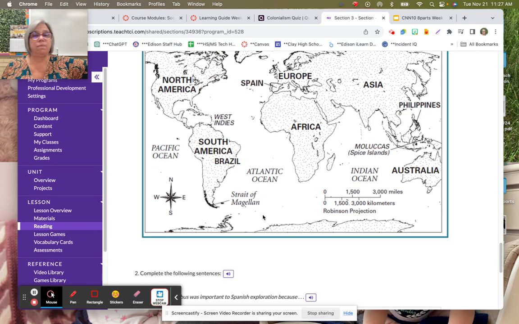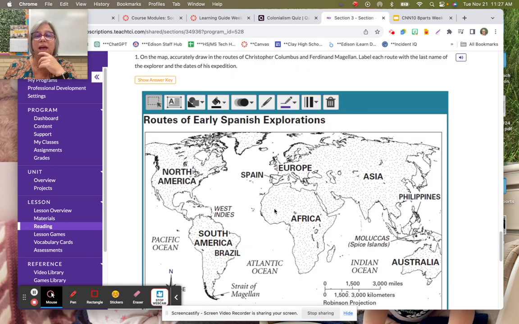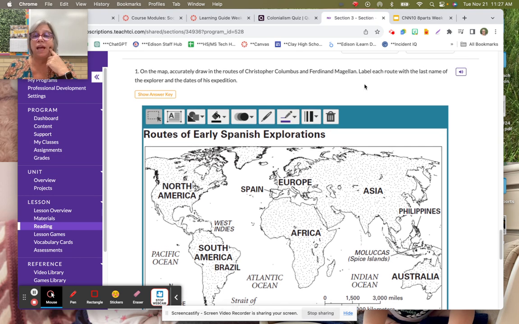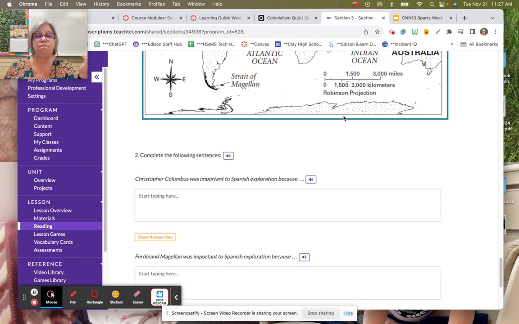For number 1, you are going to write on the map. So again, you're going to use the tools up here and follow the directions and write on the map. You need to label the routes with the last name of the explorer and dates of the expedition. So Christopher Columbus and Ferdinand Magellan. You should have two routes drawn and labeled, one with Columbus, one with Magellan.